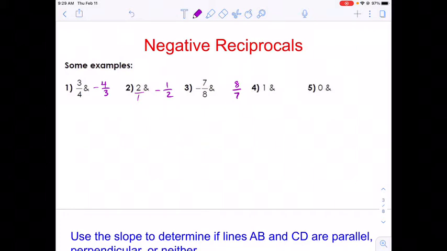So if this is 1, then this is also going to be -1. That's your negative reciprocal. And 0, the reciprocal of 0 is undefined, because this is like saying 0/1. If you flip that, you get 1/0, which 0 can't be in the denominator, so you get undefined.